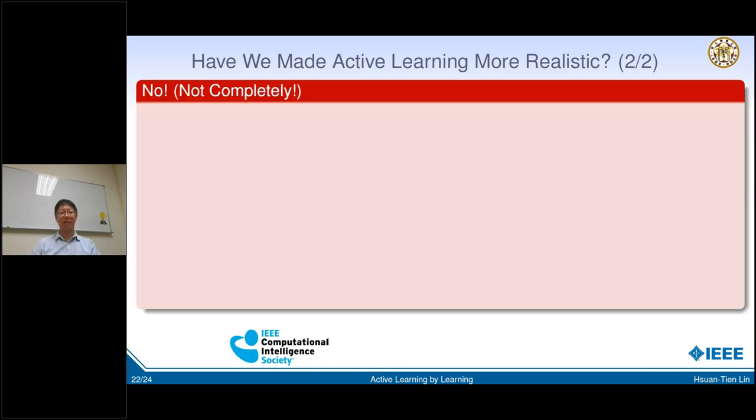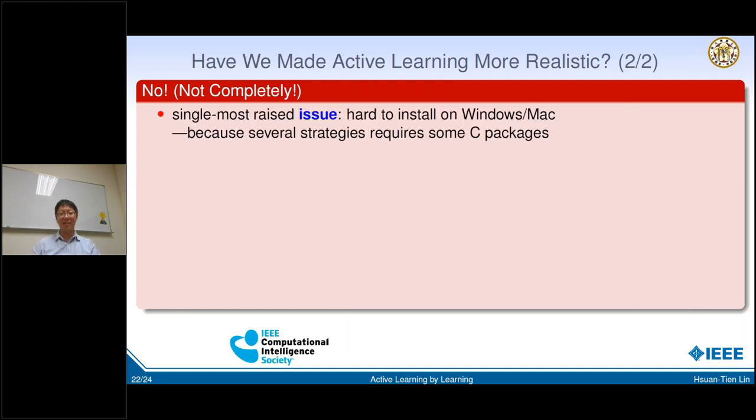But, there's always a but. Maybe we haven't achieved all our goals yet. Why not? Although there are many issues, one of the most raised issues for this package is that it's super hard to install on Windows and Mac, because several strategies require some C packages. And because those C packages are not that easy to install on Windows or Mac, our package is also hard to install as well.